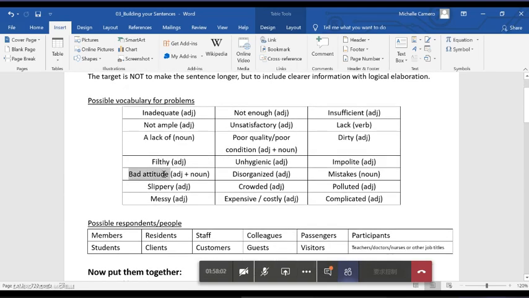You've got bad attitude, so that's an adjective plus a noun. They're used together. Bad is the adjective. Slippery means when something satisfactory, another adjective.